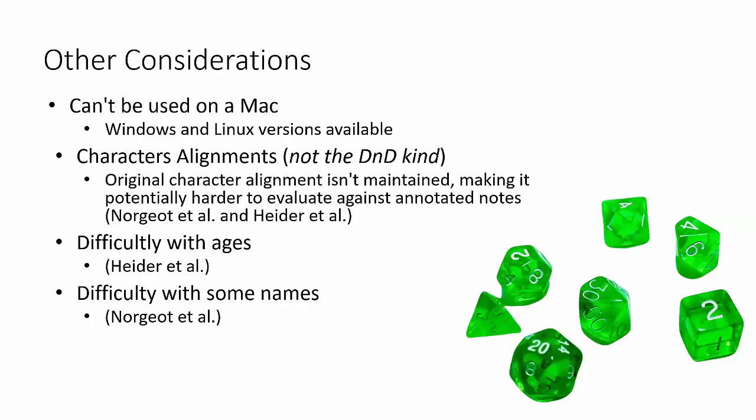Some articles, as we were reviewing, noted that there were issues with character alignment. If I have any fellow D&D nerds out there, this isn't the type of alignment D&D uses. But with the Scrubber, the original alignment isn't maintained after it's been scrubbed. So if you remember back, we took the name John. When it gets redacted, it's expanded out to personal name. That has a lot more characters in it. So that character alignment shifts after it's been scrubbed.